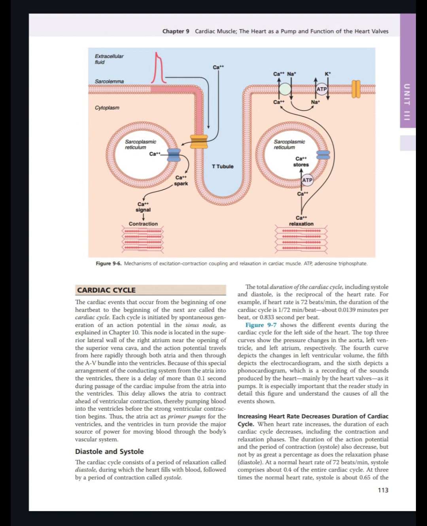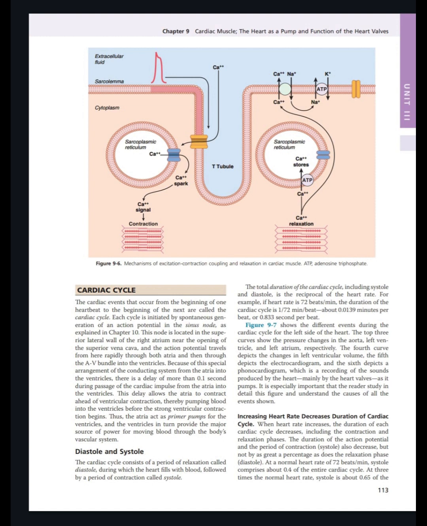Highlight the heading, the cardiac cycle. The cardiac events that occur from the beginning of one heartbeat to the beginning of the next are called the cardiac cycle. Each cycle is initiated by spontaneous generation of an action potential in the sinus node. You must know the location of the sinus node. This node is located in the superior lateral wall of the right atrium near the opening of the superior vena cava. And the action potential travels from here rapidly through both atria and then through the AV bundle into the ventricle. Just highlight till here.